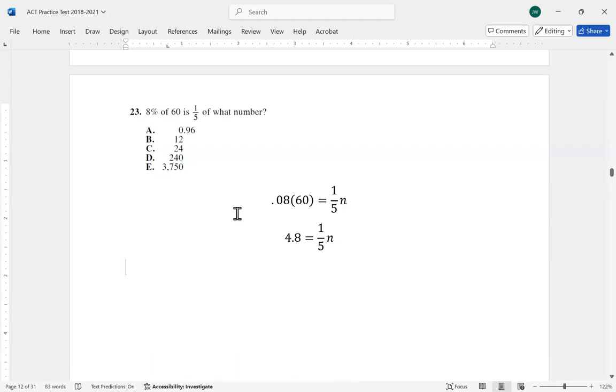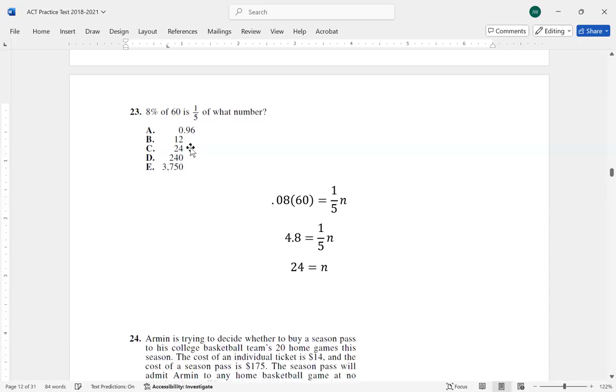And then I would multiply both sides by 5 to get that 24 is equal to the number we're looking for. So 24 is equal to the number, and therefore option C is the correct answer to question 23.